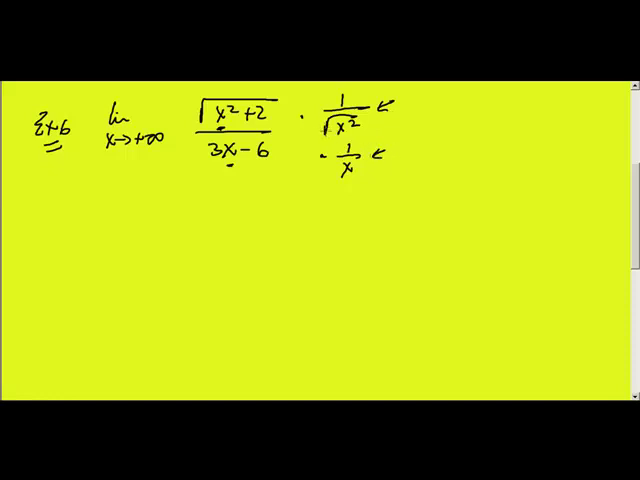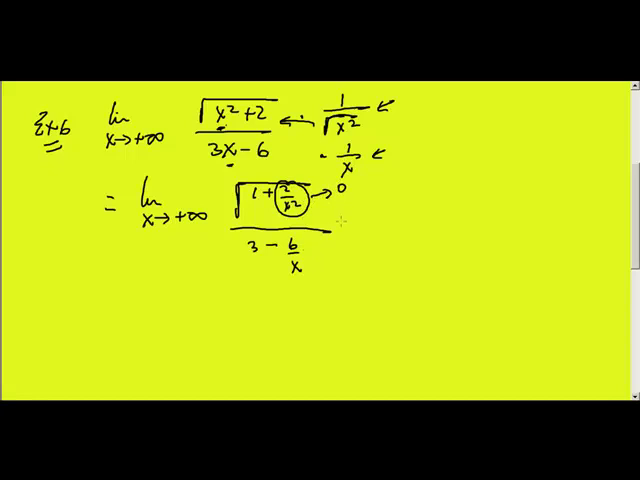The limit as x goes to positive infinity. This becomes a square root. When the x squared goes inside here, that's going to become 1 plus 2 over x squared. In the bottom, I'm going to get 3 minus 6 over x. Now when we take the limit, we know what's going to happen to that. The bottom is getting really big, so that's going to go to 0. So the top's going to go to the square root of 1, and the bottom of this fraction is going to go to 0, so the bottom's going to go to 3. So I have the square root of 1 over 3, which is 1/3.